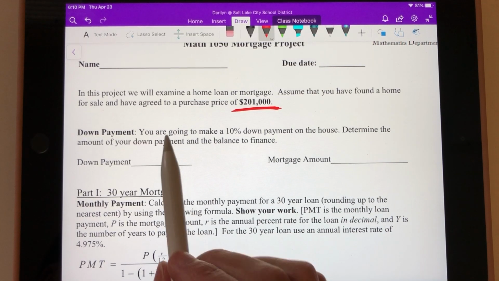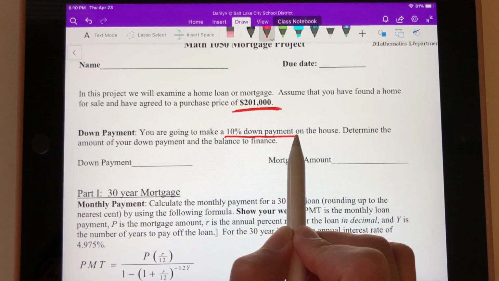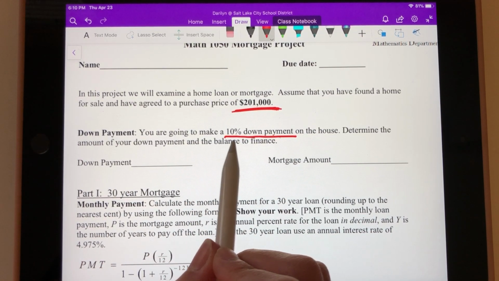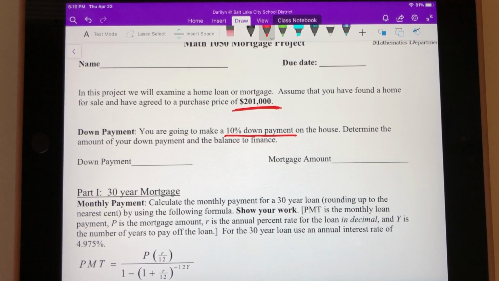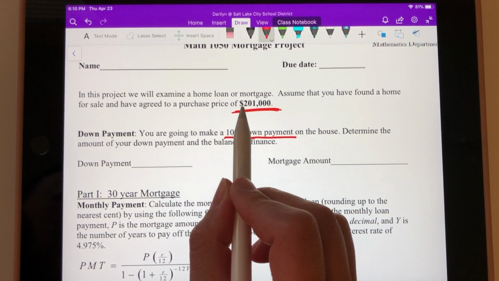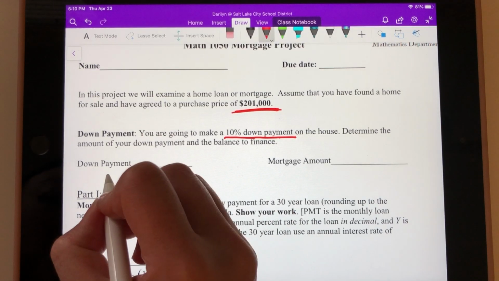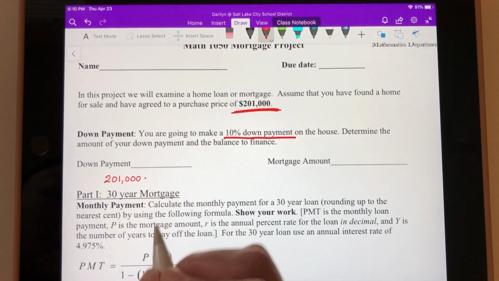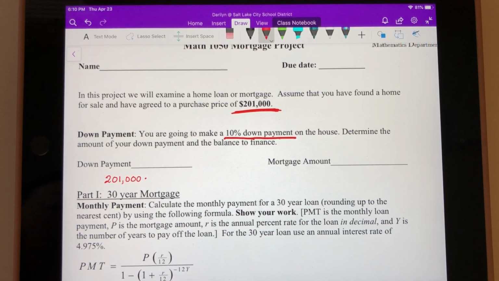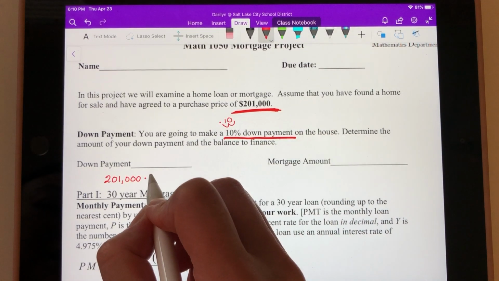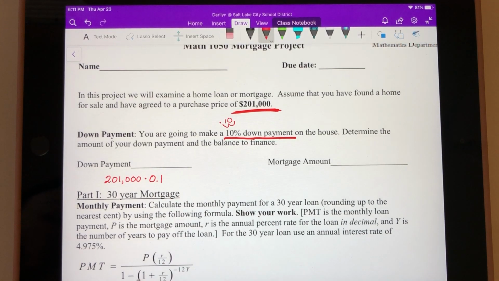All right, so it says you're going to make a 10% down payment on the house. Determine the amount of the down payment and the balance to finance. So what we're going to do to find the down payment is we're simply going to find 10% of $201,000. In order to do that, I'm going to take $201,000 times the decimal form of the percent. The decimal form of 10% is simply going to be 0.1.